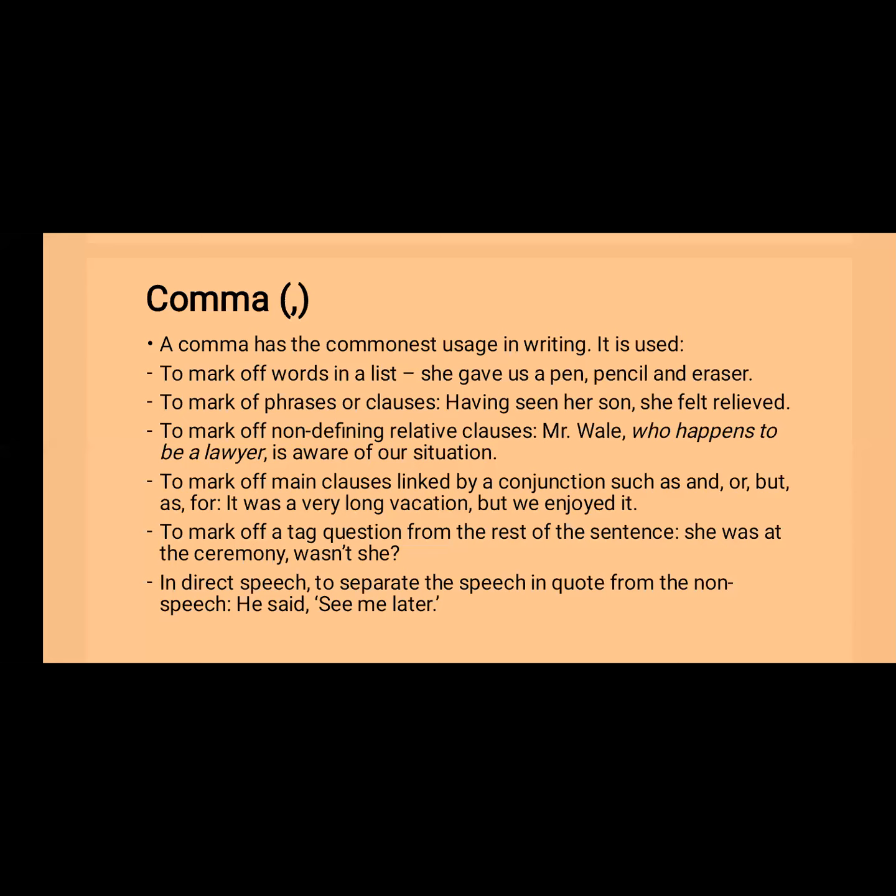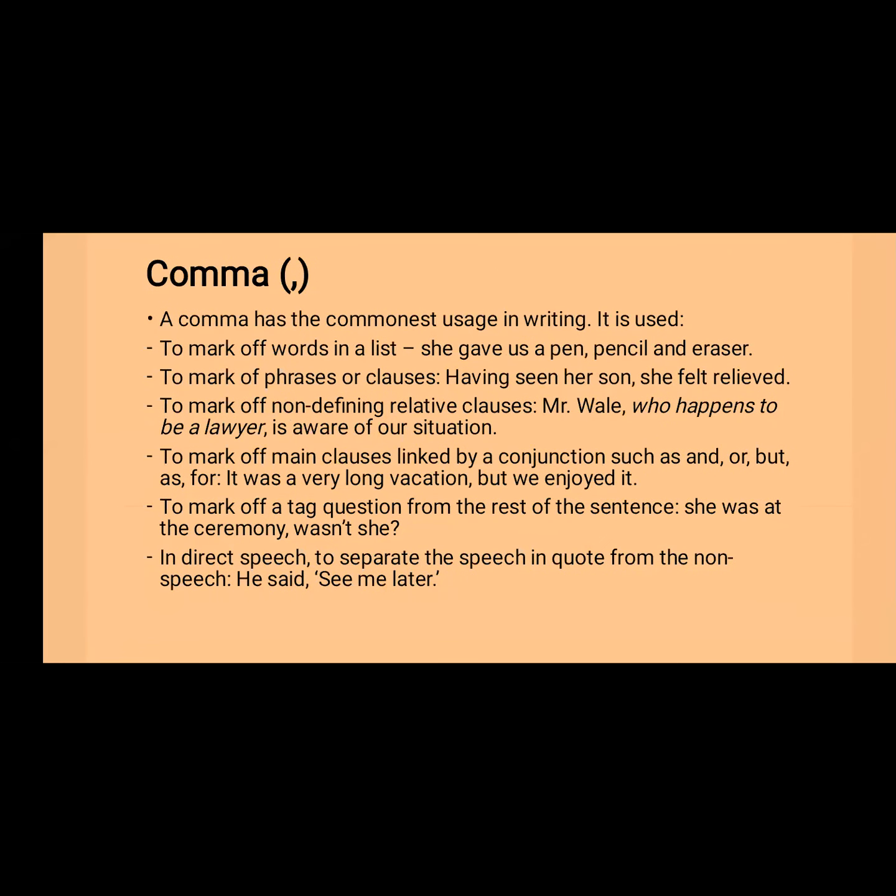Then we have the comma, and the comma is the commonest of all the punctuation marks that we have in the English language when it comes to writing. It is used to mark off words in a list. When you are trying to list something, you use a comma. She gave us a pen, pencil, and eraser. Note, most times you don't use a comma with and as well as or. So that's why the comma is not coming after pencil. But when you're listing something like that, you make use of a comma to separate each item from the other.